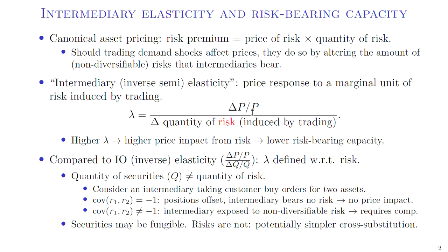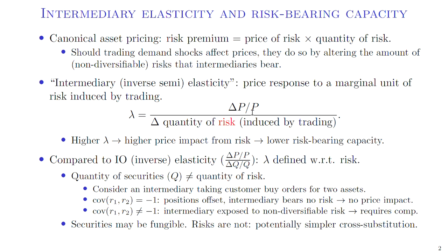Now, this is different from the typical way that people talk about elasticities, which is dP over P over dQ over Q. You can see our lambda is defined with respect to risk. And clearly, the quantity of risk is different from the quantity of securities. Why do we want to do that? Let's consider a very simple example, right?